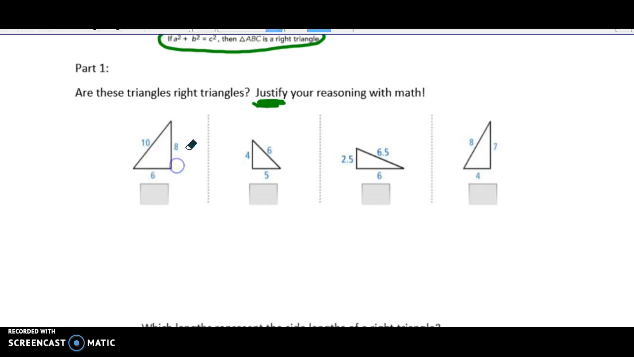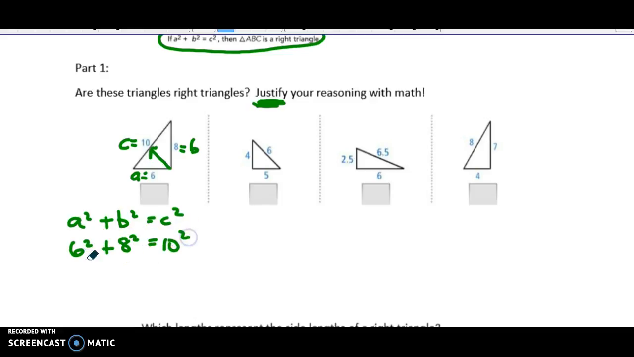That still makes this my hypotenuse, or my C value. So I'm going to make my shortest side A, and we'll call this our B. So let's use our Pythagorean theorem, A squared plus B squared equals C squared, and let's find out if this makes a true statement. So A is 6, B is 8, and C is 10. I've started by writing my formula, I substituted, now I'm going to simplify.